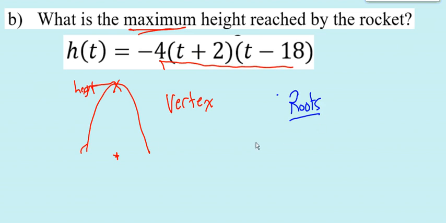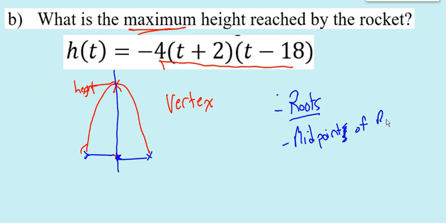Once you have the roots, they will be perfectly symmetrical around the axis of symmetry, which means that if I find the midpoint of the roots, I'm finding the x-coordinate of my vertex. So once you have the roots, which are very easy to find in a factored quadratic, we want to find the midpoint of the roots. Because when you have the midpoint of the roots, you have the x-coordinate of your vertex, and then you just need to find the y-coordinate, or in this case, the height coordinate.